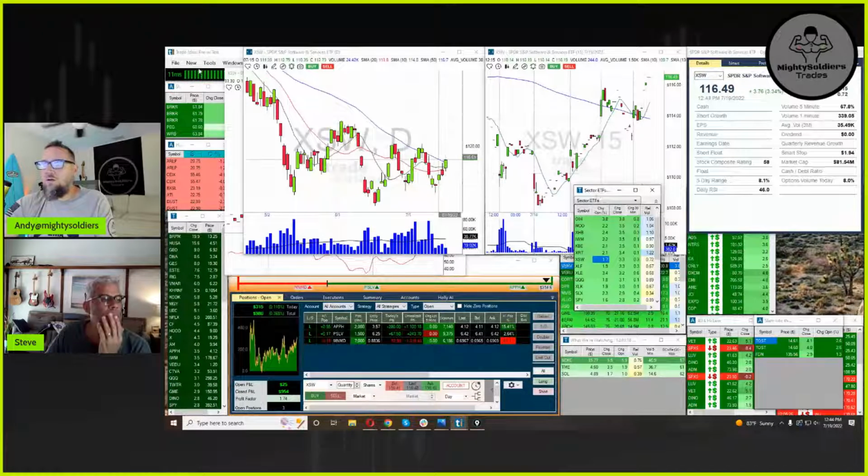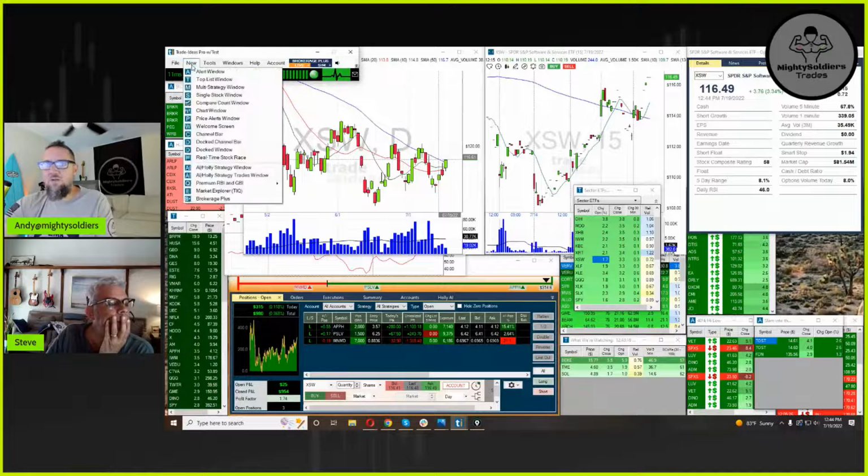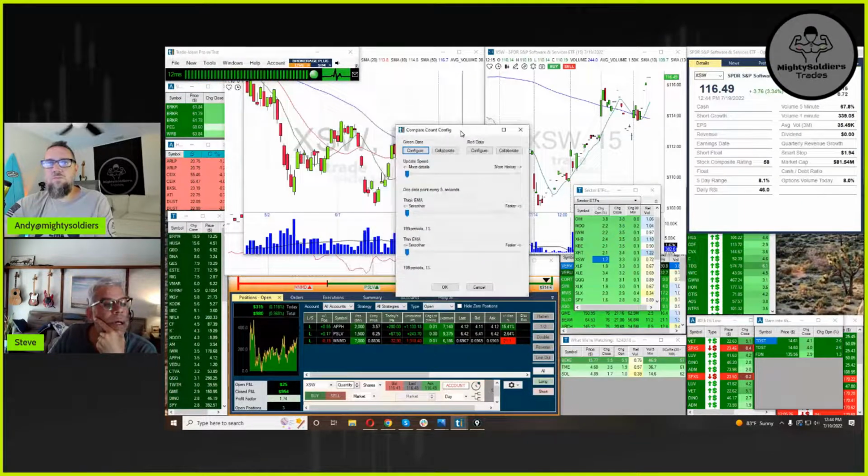Very good visual. Are all these running pre-market, or is some of it running pre-market? How's that work? The compare count windows, let's see. I'll open a compare count window right there. I don't know if they run pre-market. That's a good question. I don't really have the answer to that.